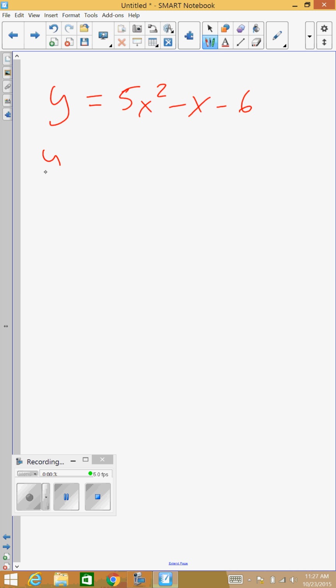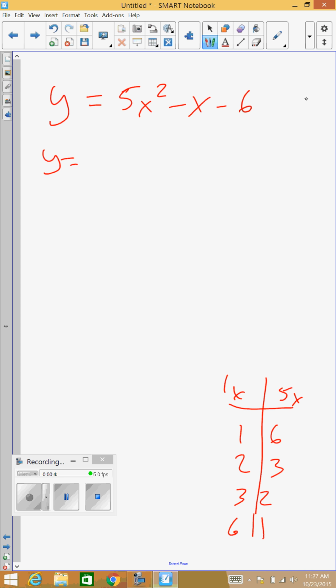But I'm going to factor y equals, let's go 1x, 5x in my chart. Ways to get 6: 1 and 6 multiply to be 6, 2 and 3. Switch them both around, 3 and 2, 6 and 1. Signs are different. We want them to subtract to be 1. 30x, 1x, no. 15x, 2x, no. 10x, 3x, no. 5x, 6x, that's a yes.